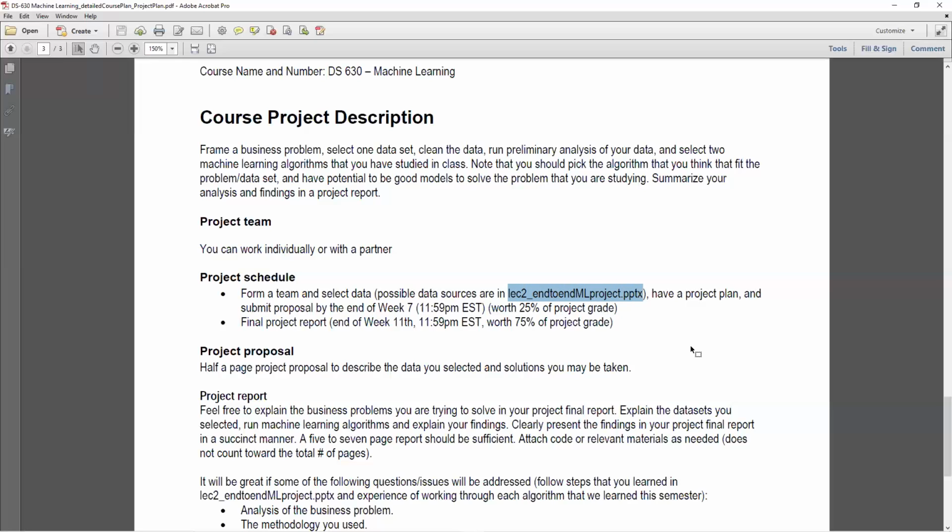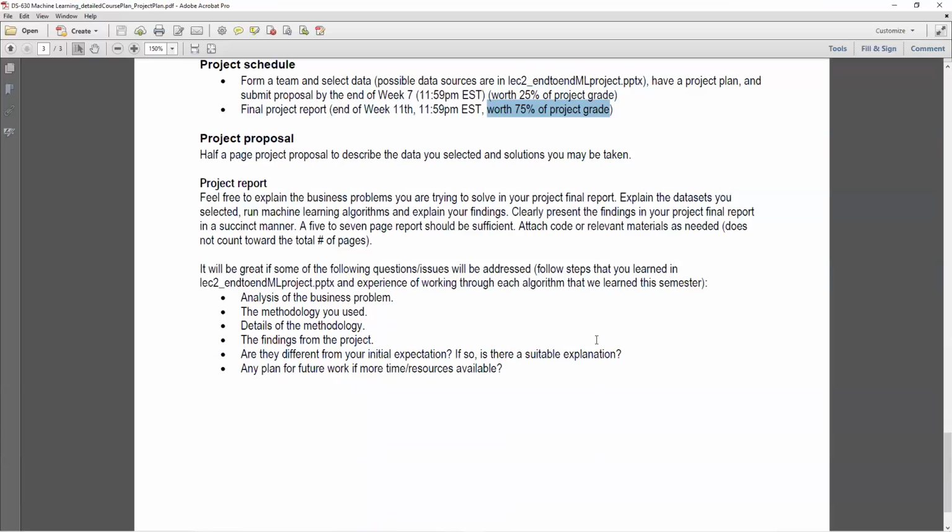And then the final project report should be due by the end of week 11 and is worth 75% of your project grade. And then in terms of the proposal, I'm really looking for a half-page proposal to describe the data you selected and the possible solutions you could be taking. Just possible solutions, because as you analyze your data, there's a chance that you change your mind and use different methods.